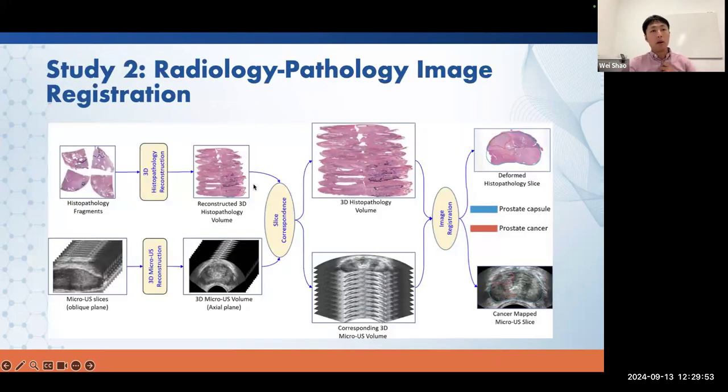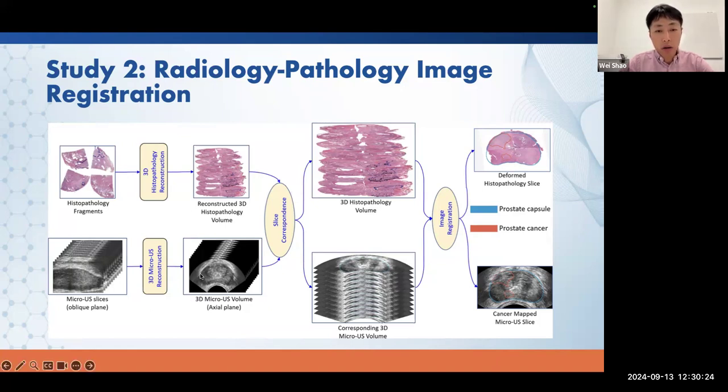I will go to a second study we did for prostate cancer, which is radiology-pathology image registration. The motivation of this study is that we want to develop methods to allow early detection of prostate cancer on this new microultrasound imaging. As we know, early detection of prostate cancer really improves the 5-year survival rate from 30% to roughly 99%. So this is the key: early diagnosis.